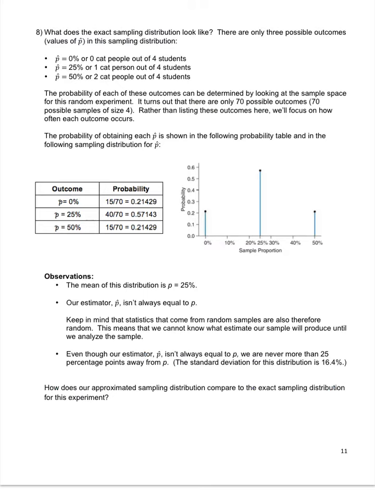Okay, so what does the exact sampling distribution look like? So in theory, what would it be, not just based on a simulation? Keep in mind there are only 3 possible outcomes, or 3 possible values of P hat, in the sampling distribution. You can get 0 cat people out of the 4 students in your sample. 1 of the 4 students could be a cat person, or 2 of the 4 students could be cat people. So just a reminder, there were only 2 cat people in the population, which is why we're only seeing these 3 possible outcomes.